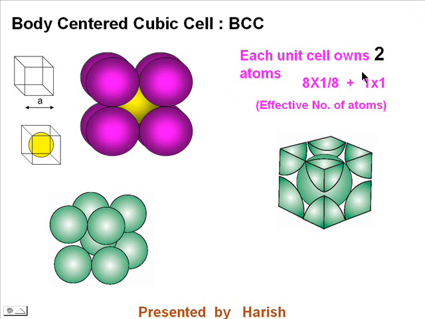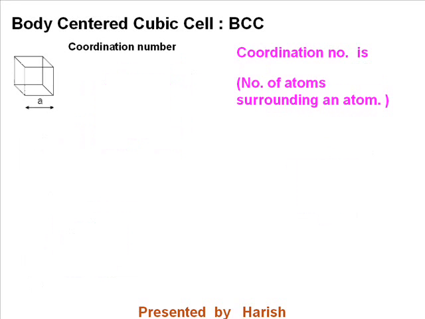So effectively you have got 2 atoms. That means each unit cell owns 2 atoms. So the effective number of atoms is 2 for this BCC.